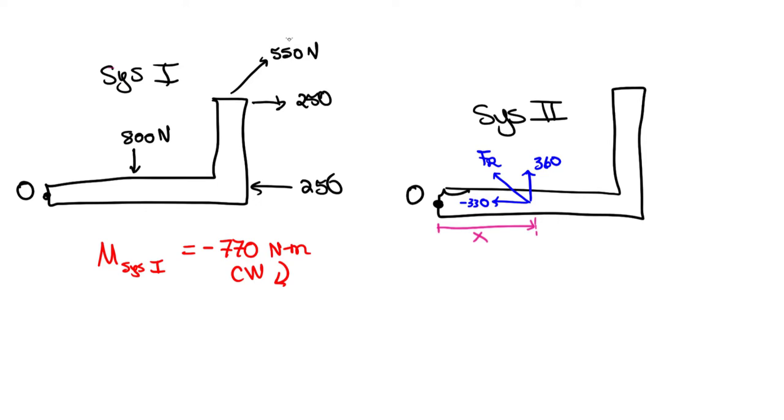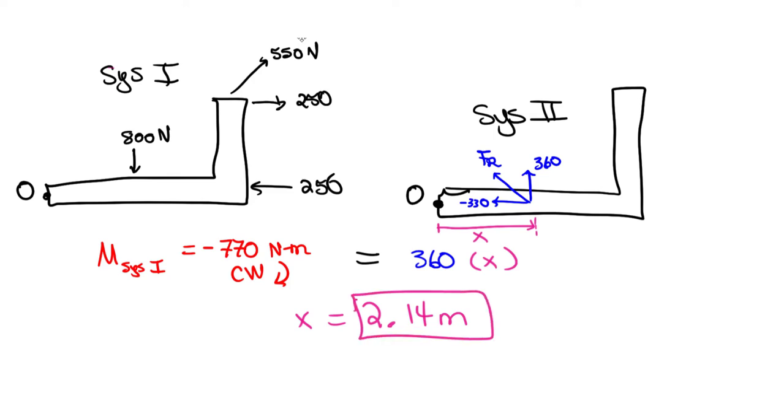So now for system two, we will ask, okay, we need to produce that moment by system two. So since they're equivalent, we put the equal sign. The moment produced here has to be counteracted by the new system to keep it in equilibrium, which is system two. So what you do is simply take the moment about O for system two, which is going to be the 360, and you multiply by your x, which is like the perpendicular distance about point O. Again, it's all about point O. So here you can just solve for x. You do 770 divided by 360, you get 2.14. We get the same answer. So x equals 2.14 meters.